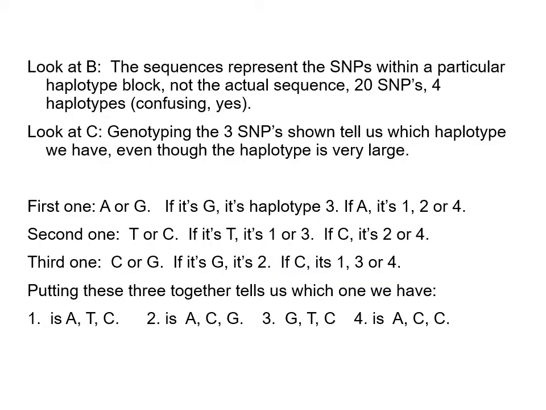So you only need to genotype those 3 to tell which haplotype you have, and that's the important point. If you put these together, if it's haplotype 1, your tag SNPs are going to detect an A, T, and a C. If it's 2, it's going to be A, C and G. If it's 3, it's G, T and C. If it's 4, it's A, C, C. So this allows you to genotype that whole region based on only 3 SNPs rather than 20.